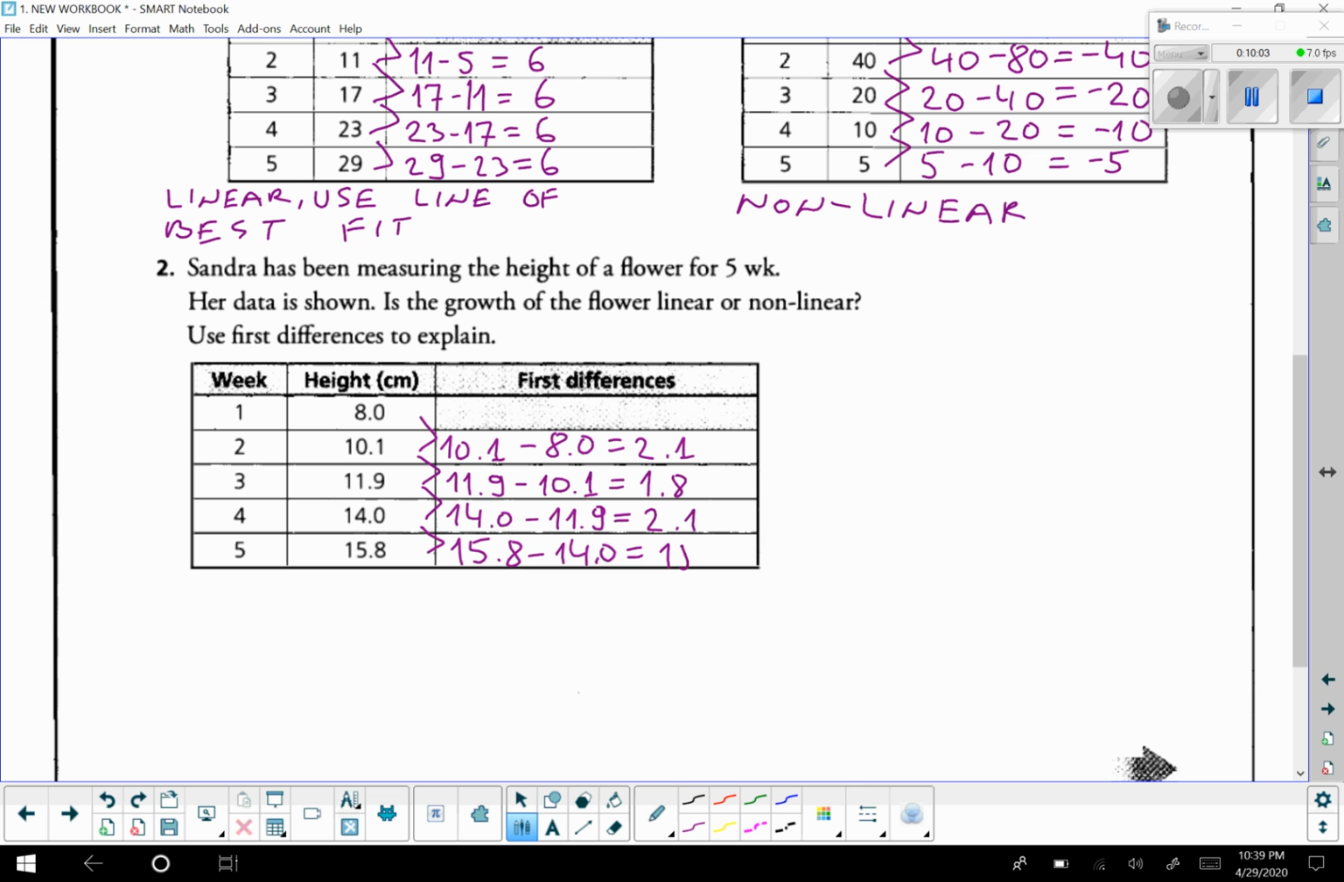There we go. So what we see here is that the first differences are not the same, and therefore we're going to say that it's nonlinear. There we go. That's it. Now, if we were on a graph, maybe we would put that this is linear just because we'd have some points above, some points below, but based on first differences, we're going to say, no, this is nonlinear, and the first differences are not constant, and that's it. Moving on.